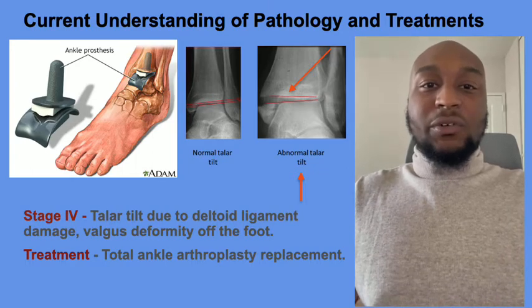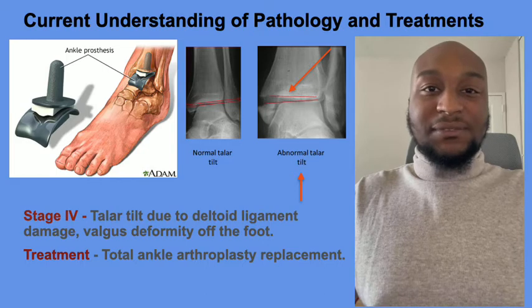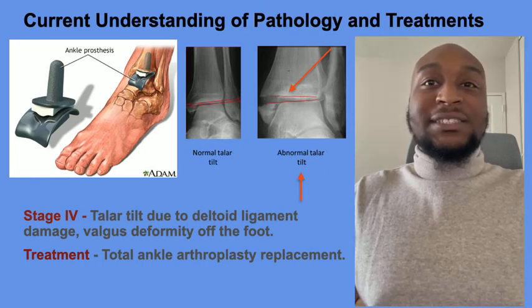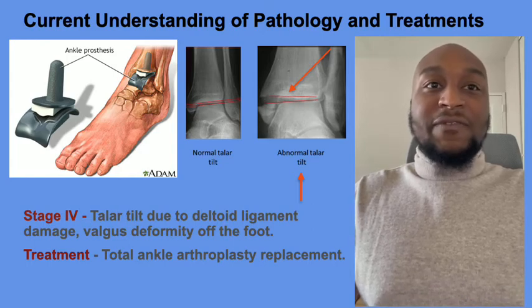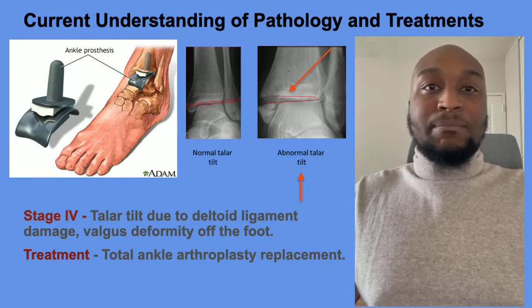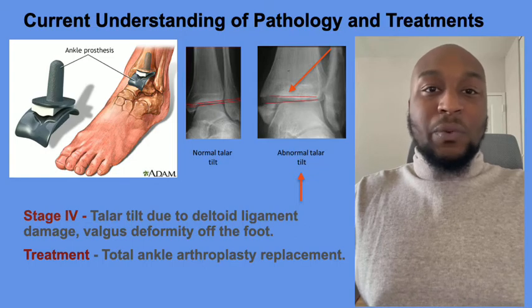Finally, stage 4 shows talar tilt due to the deltoid ligament becoming compromised, and the radiograph shows valgus deformity of the talus. At this stage, there are two treatment options available. Option 1 includes a triple arthrodesis with Achilles tendon lengthening, deltoid ligament reconstruction, and a total ankle arthroplasty with replacement. If the ankle deformity is reducible, then option 2 becomes available, which includes a medial double arthrodesis, once again, deltoid ligament reconstruction, and total ankle arthroplasty with replacement.